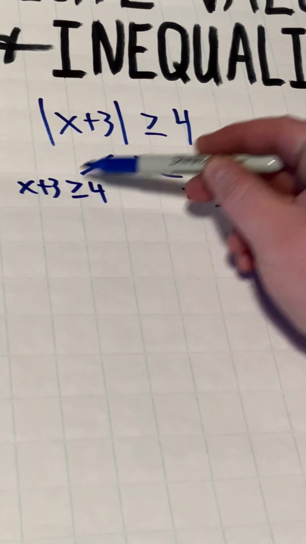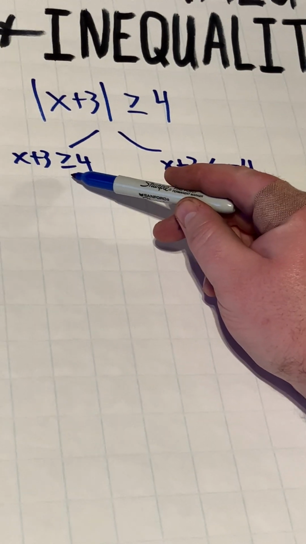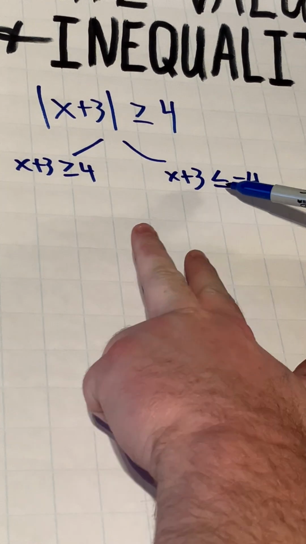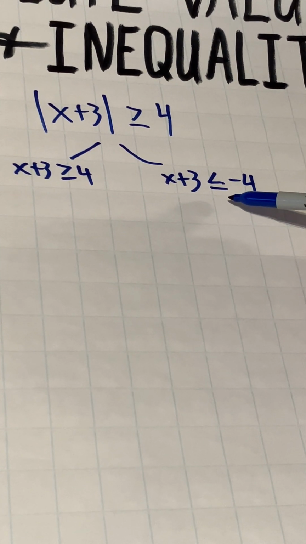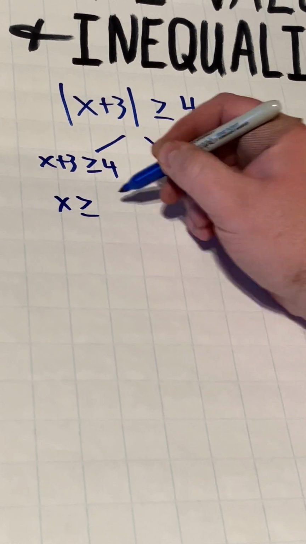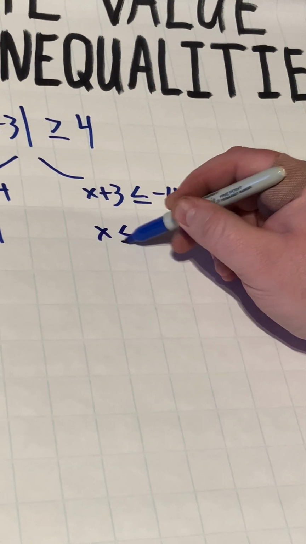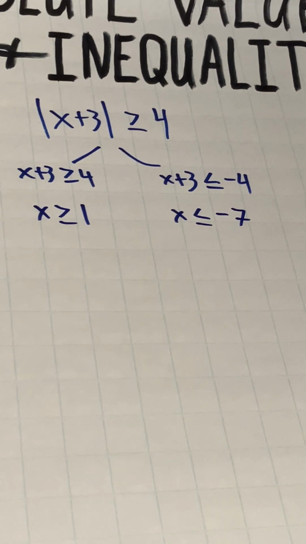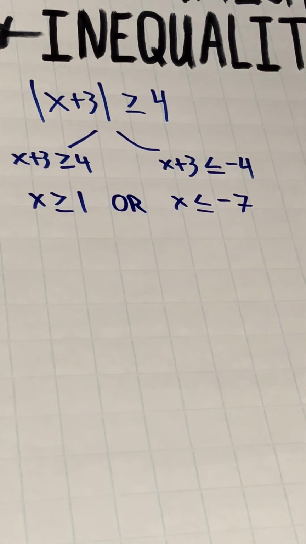So we break it up into 2. We repeat what we have, just like we did on the equals one. And then for the second one, yes, we make this number negative, but we also just flip the sign. Whichever way it was here, it gets flipped the other way here. And then we just solve. We subtract 3 here, and we get x greater than or equal to 1. Subtract 3 here, we get x less than or equal to -7.